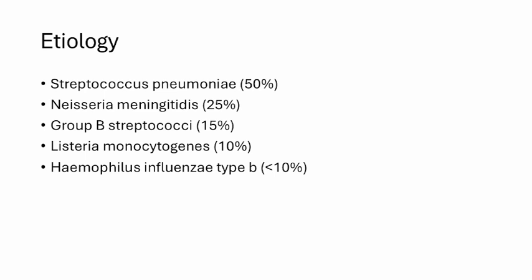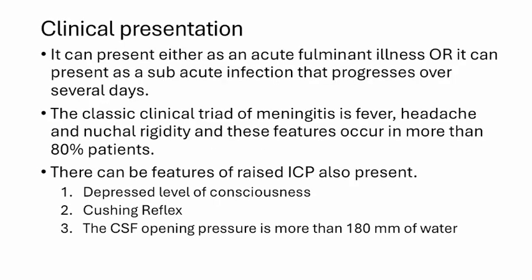Etiology: 50% of the cases are caused by Streptococcus pneumoniae. Neisseria meningitidis remains the second most common cause. Then group B streptococci, Listeria monocytogenes, and Haemophilus influenzae type B are also important. Clinically, it is an acute fulminant illness or sometimes a subacute infection that progresses over several days.